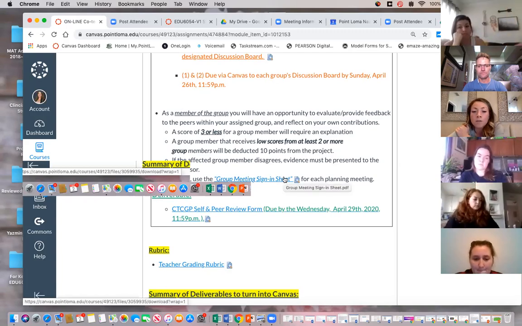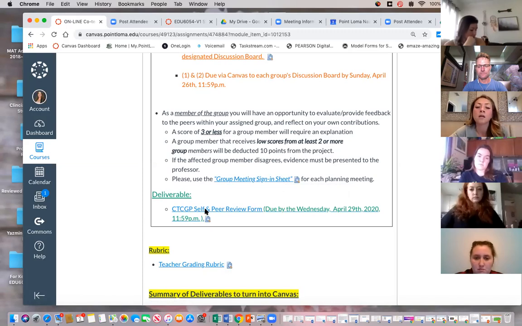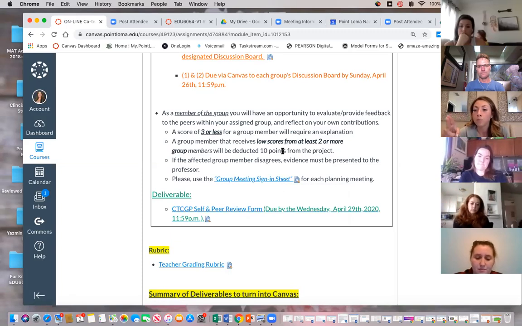But if any group member receives a 3 or less within the rubric that is included in the peer and self-review form, then you have to provide me with a detailed description as to why that student is earning a 3 or less. And whoever the group member is that receives those low scores, there have to be at least 2 or more people who feel that way. Then I will lower that student's grade by 10 points for the project.